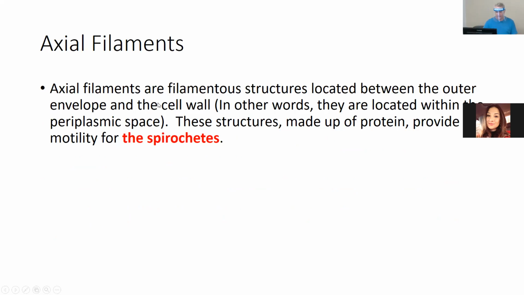And then our axial filaments, or our filament structures, we have these that are made of protein that provide motility for the spirochetes. So we have flagella, pili, and axial filaments. They're within the periplasmic space, and they allow the spirochete to move.